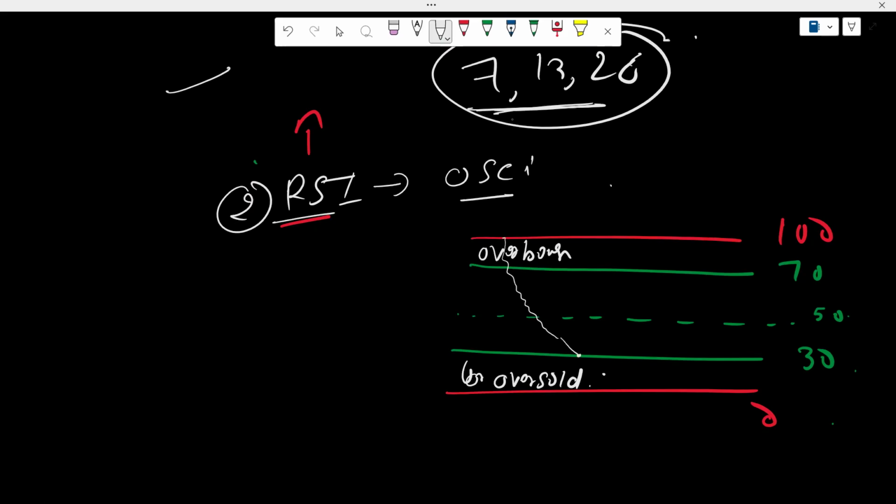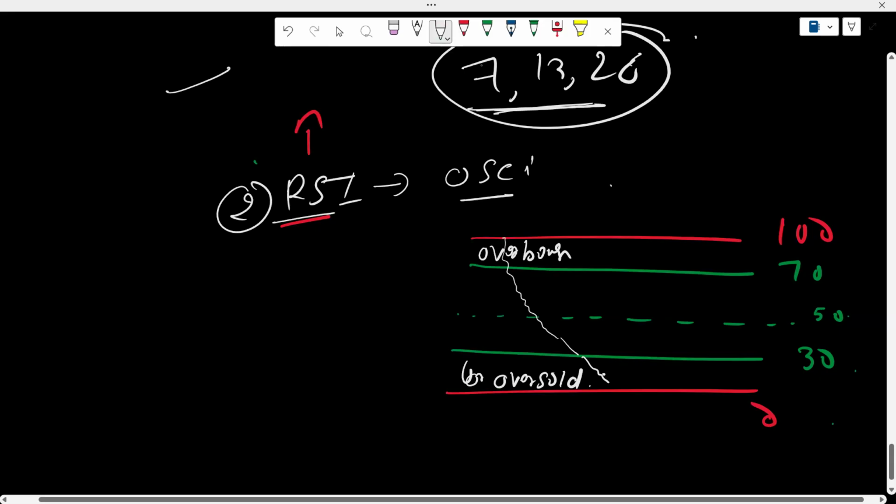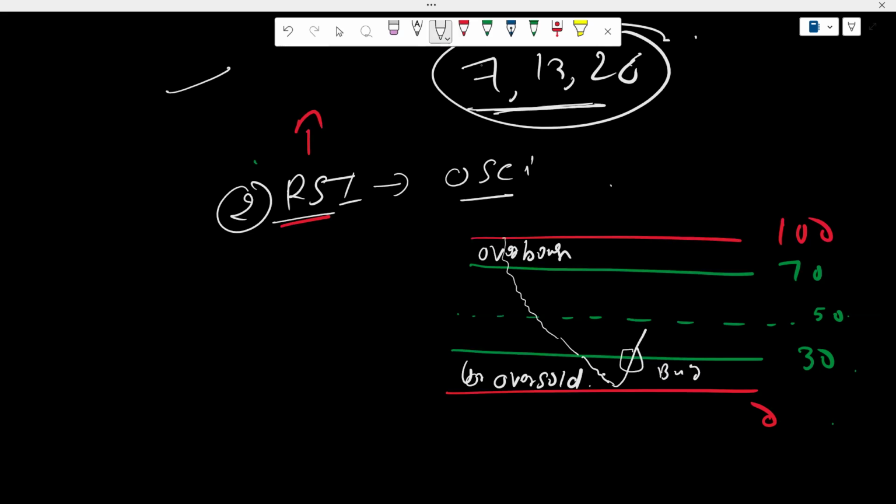When it is entering the oversold zone, you do not need to take a trade, because it can be oversold for 6 months as well. So at this point you cannot take a trade. Let it go down in the oversold zone. When it is coming out of the oversold zone, this will be your buy point, because after the oversold zone, your market is coming out of it, which means you can buy at this point.